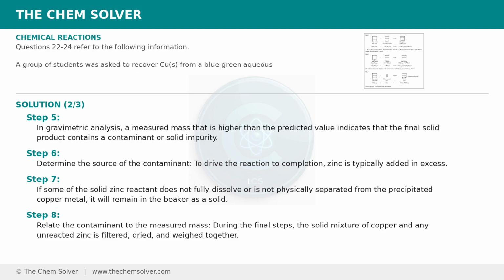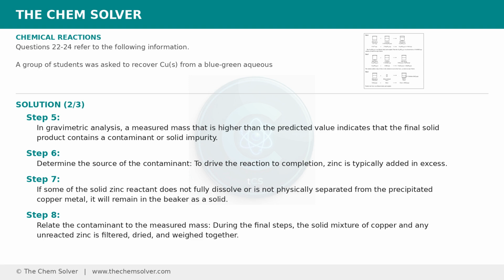Determine the source of the contaminant. To drive the reaction to completion, zinc is typically added in excess. If some of the solid zinc reactant does not fully dissolve or is not physically separated from the precipitated copper metal, it will remain in the beaker as a solid.